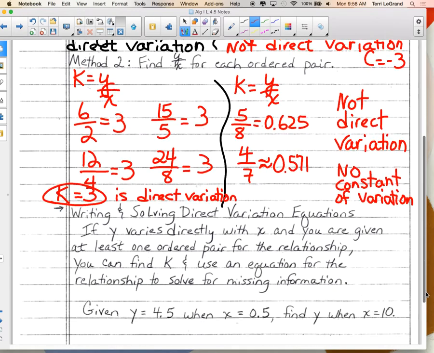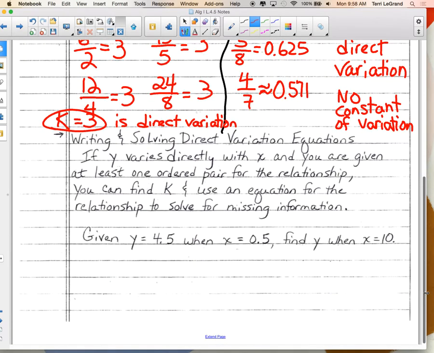Okay, then one other thing that we're going to do today is we're going to be able to write and solve direct variation equations. So if y varies directly with x, right here, I want you to circle this. When they say it like this, they're not asking you if it does or doesn't. They're saying if y varies directly with x, they're basically saying it does. When you have a y that is varying directly with x, and you are given at least one ordered pair for the relationship, that's all it's going to take to help you find the k value and write an equation. And then you can use that equation to solve for missing information.